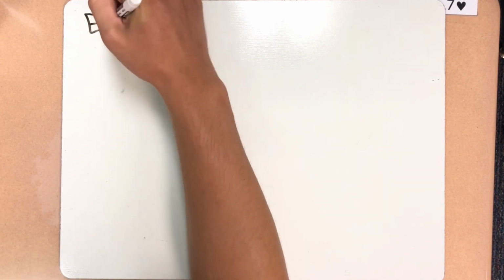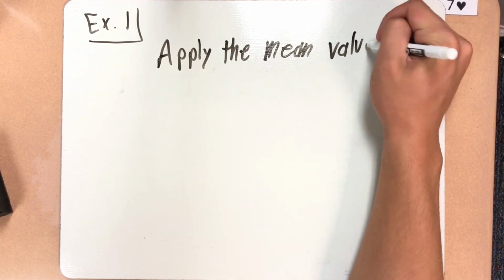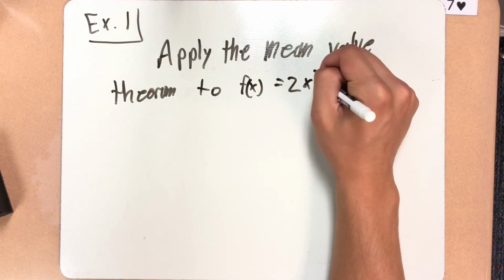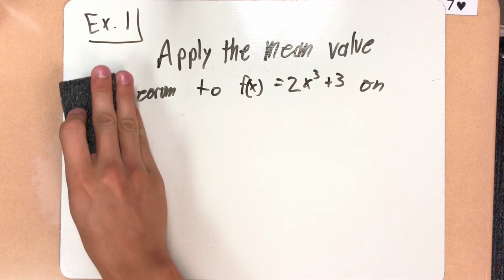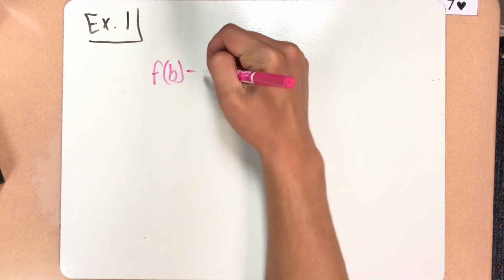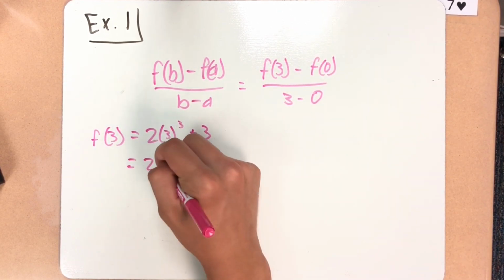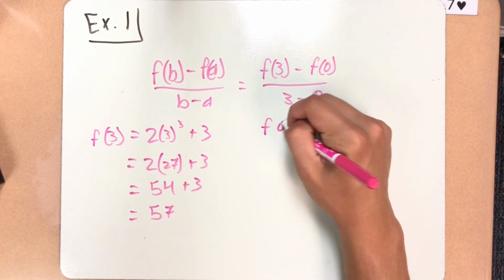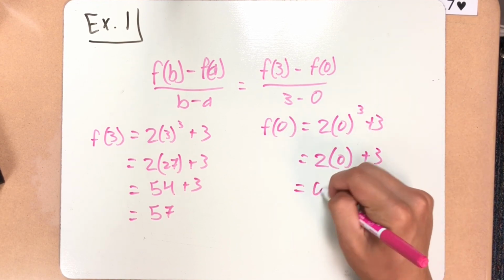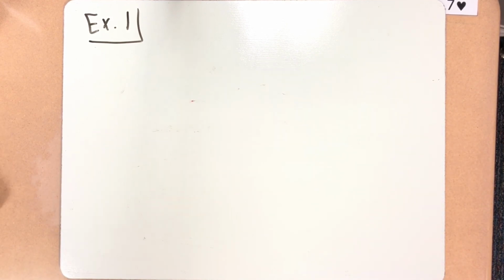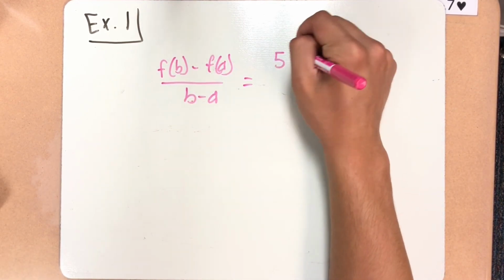For your first example, apply the mean value theorem to f of x is equal to 2x cubed plus 3 on the interval 0, 3. First, write out your equation. Then, find f of b and f of a using the interval values. Next, find the slope of the secant line on 0, 3 using f of b minus f of a all over b minus a. You should get 18.